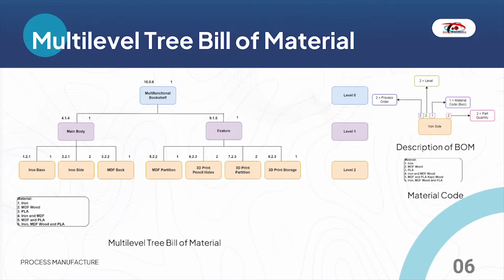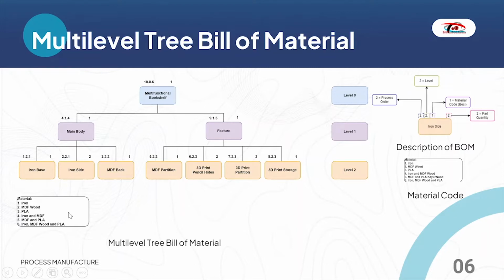The next one is multi-level tree bill of material. As you can see on your screen, there is a diagram that shows a 0 level, first level, and second level. In each part, there is a part number that I already mentioned before. The 3 digits here show: the first digit is the process order, the second one is the level, and the third digit is the material code.